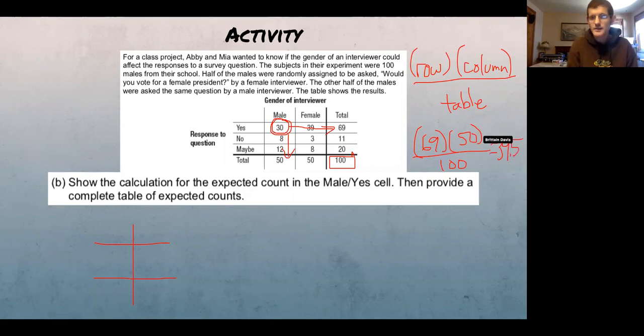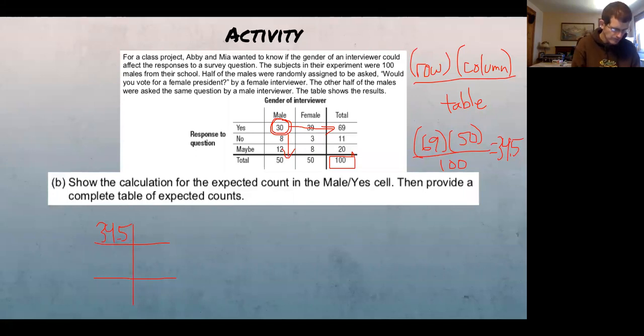When we get to the next example, the numbers are a little weirder and you end up with strange decimals. But in this case, it works out not too bad. So I would expect 34.5 males to answer yes when a male asks the question, assuming there's no difference between the distributions.